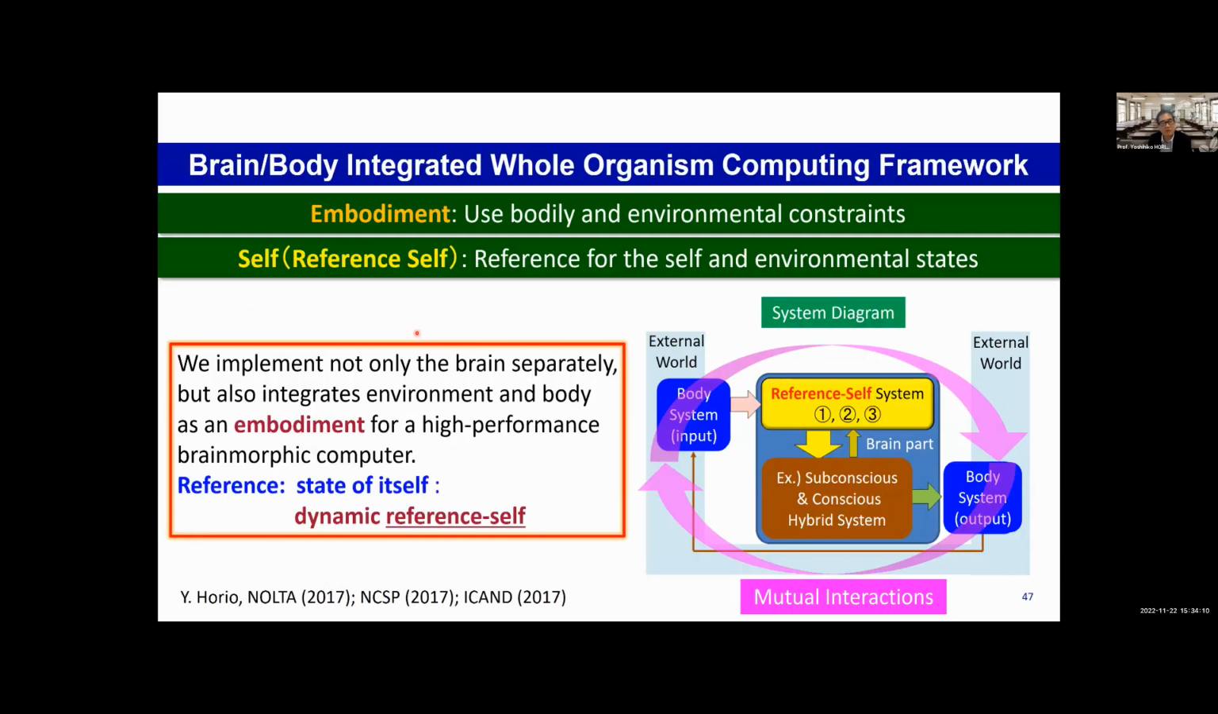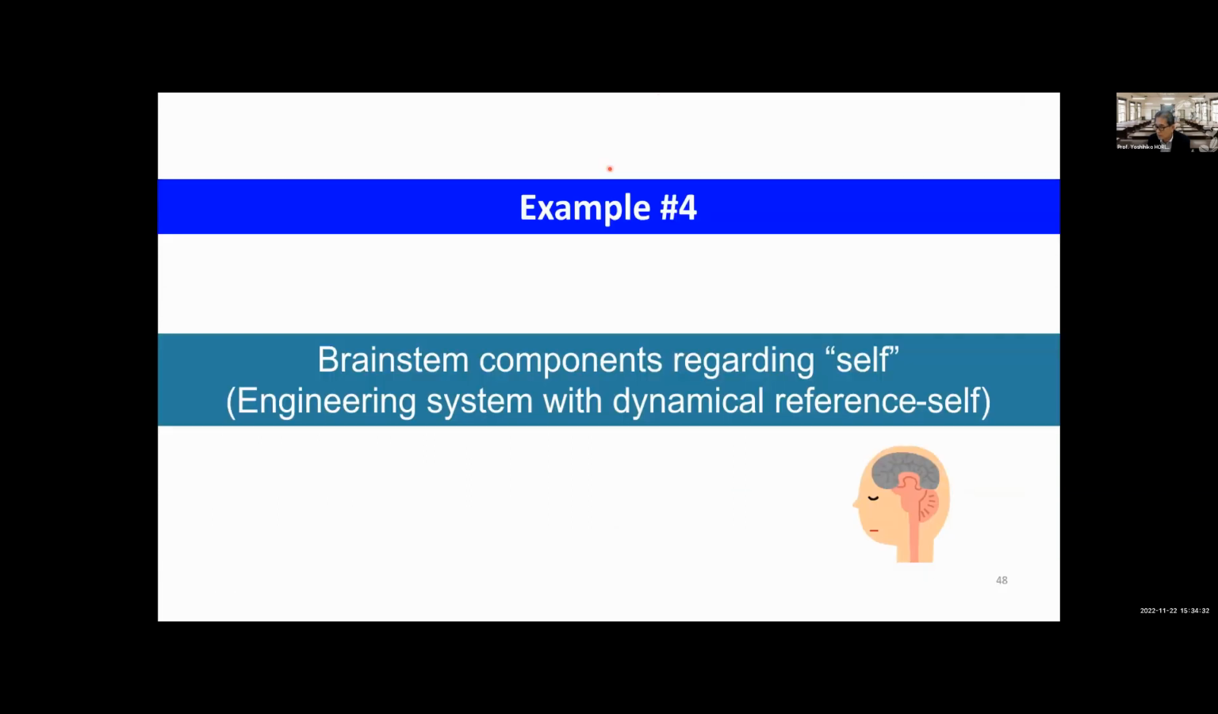Okay, so let's get back to the brain-body integrated whole organism system computing framework. As we see, the reference self is one of the important elements of this system. So we now just concentrate on this self part. This is the example, example number 4, which is the brainstem components regarding self.